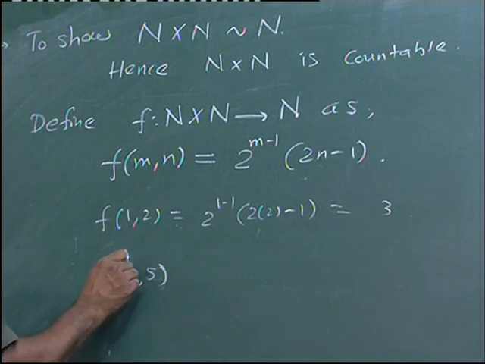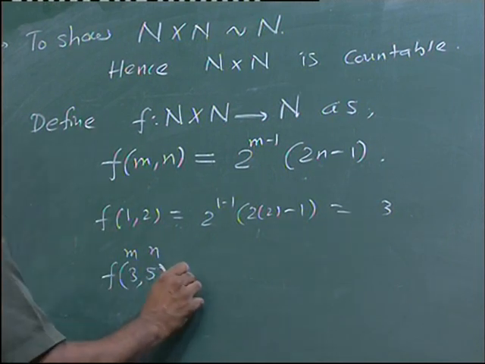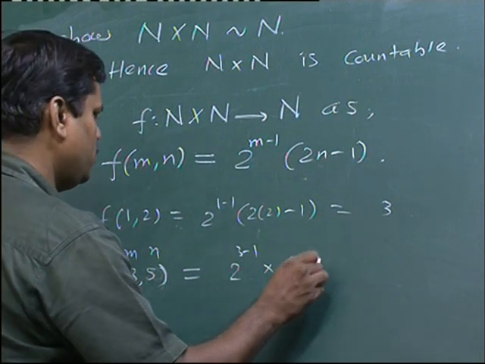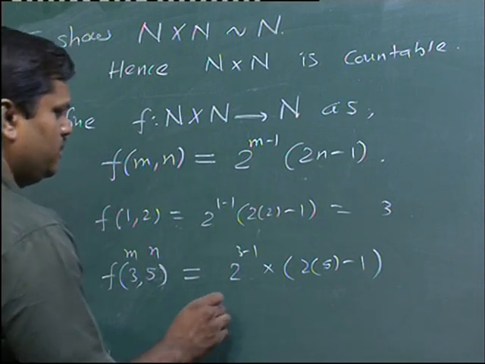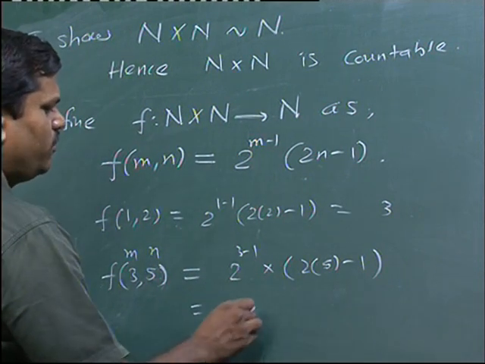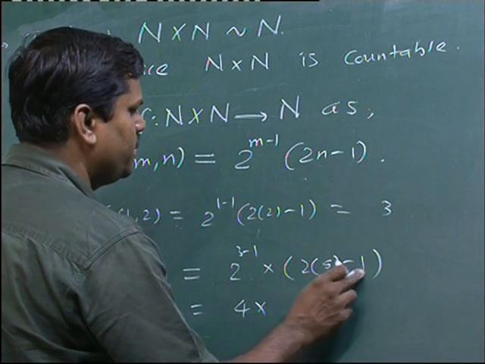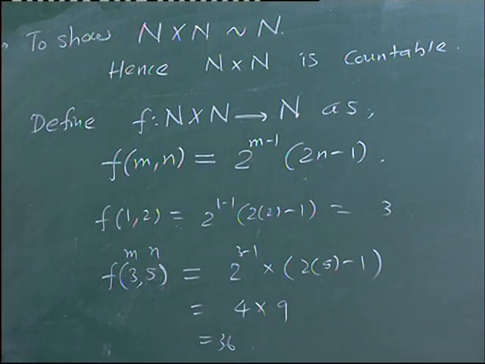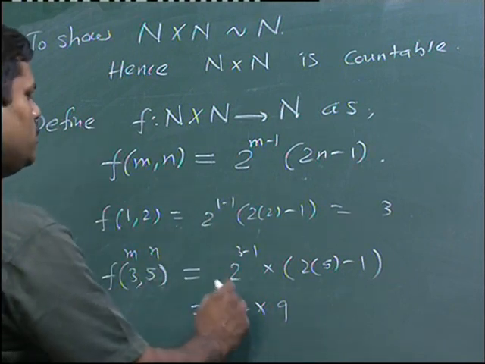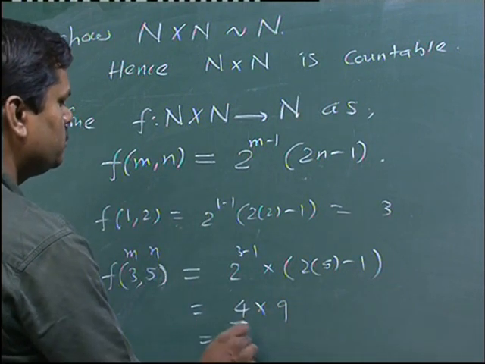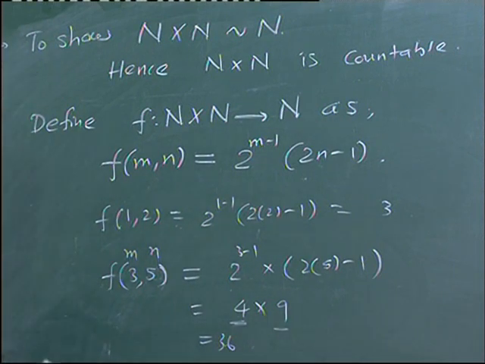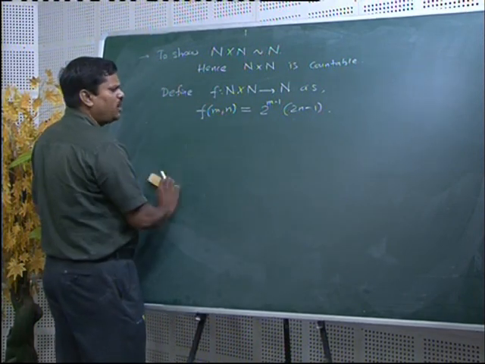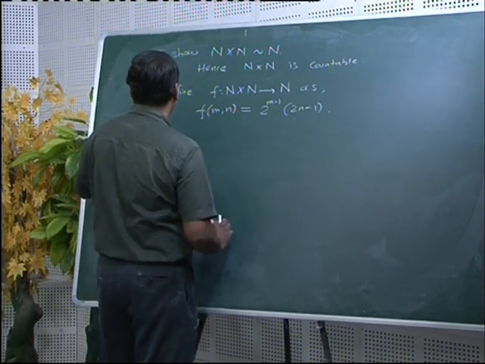Let us take m is equal to 3 and n is equal to 5. What is the f of 3 comma 5? 2 raised to 3 minus 1 into 2 into 5 minus 1. So, 2 square, that is 4, and 5 2s are 10 minus 1, so 9. So, we are getting 36. I told you, there 36 we expressed as 2 raised to something into an odd number. So, this was 2 raised to something and this was that odd number. So, this way the function is defined here. Now, our job remains is to show that this function is 1 1 as well as onto.